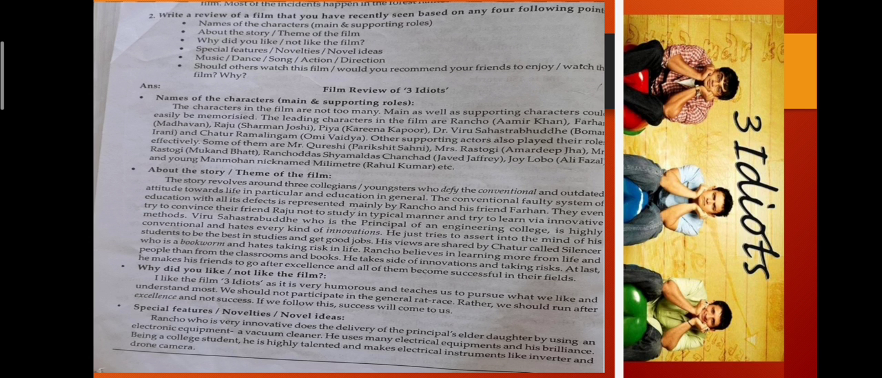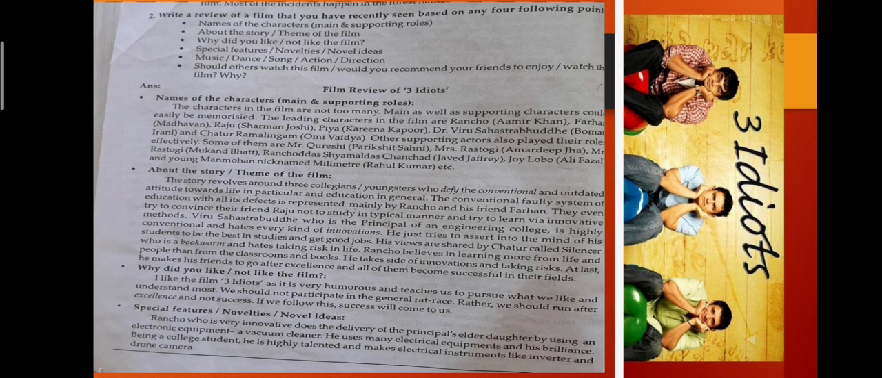Now let's see another point, the most important point of your answer, that is about the movie, about the story and theme of the film. So the story revolves around 3 collegians or youngsters who defy the conventional and outdated attitude towards life in particular and education in general. The conventional faulty system of education with all its defects is represented mainly by Rancho and his friend Farhan. They even try to convince their friend Raju not to study in typical manner and try to learn via innovative methods.